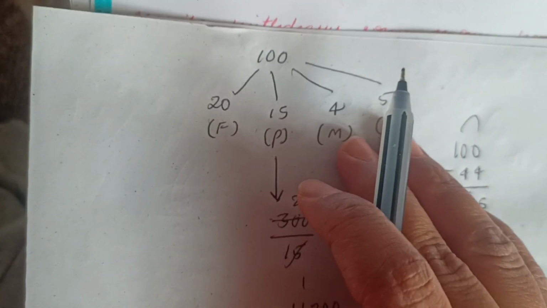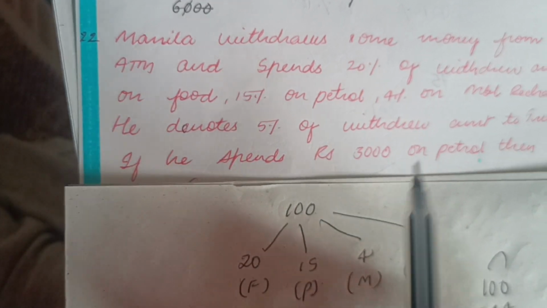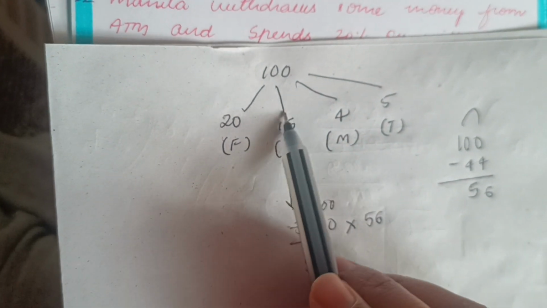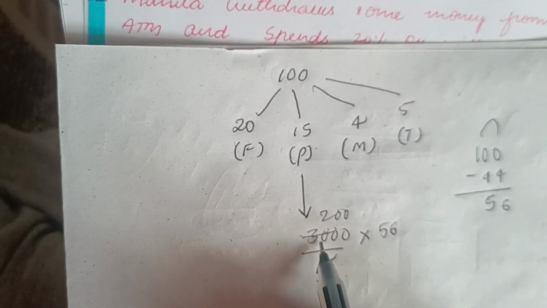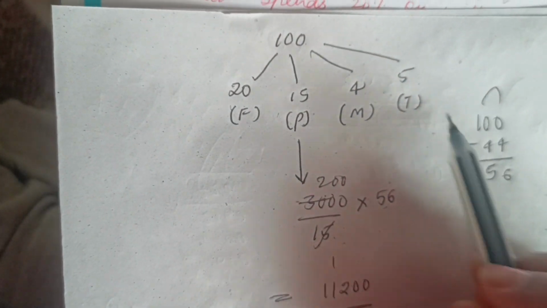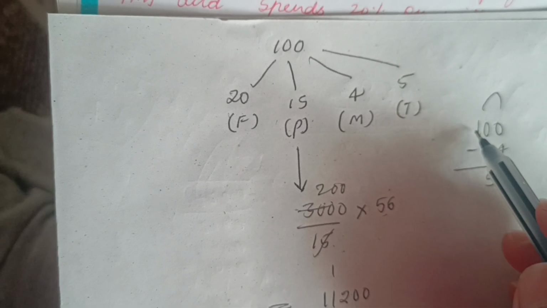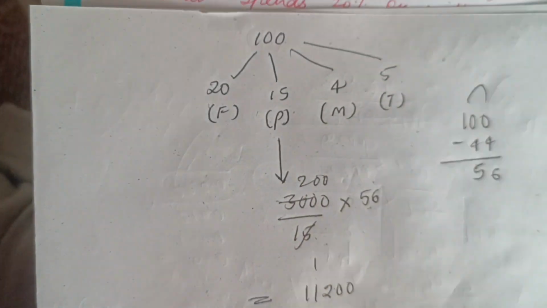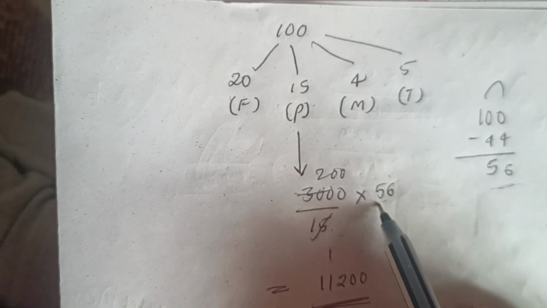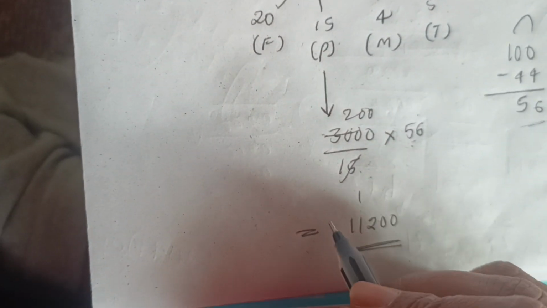She donates. Then they have given that she spends 3000 on petrol, which is 15%. So if 15% is 3000, then we have to calculate her saving. In order to get the savings, we have to subtract all her expenditure from her income, the withdrawn amount. From 100 rupees we subtract this 44, then we get 56. If I multiply by 56, I will get 11200, which is the savings she made.